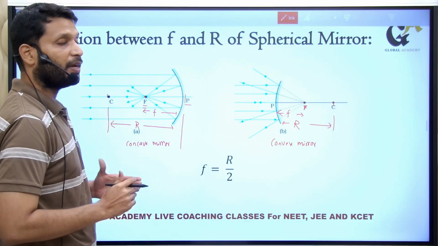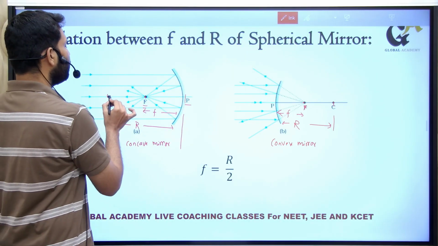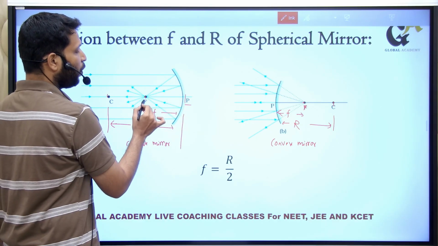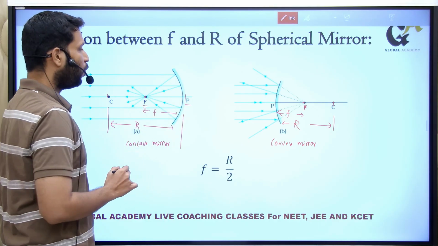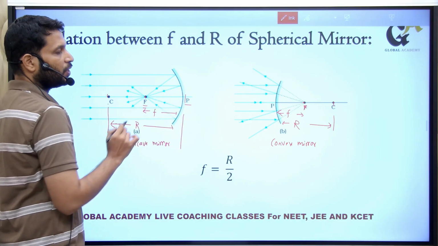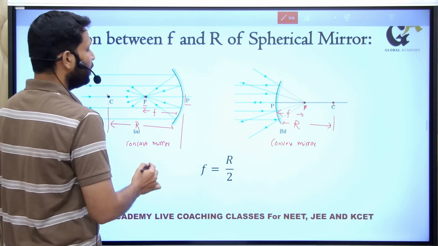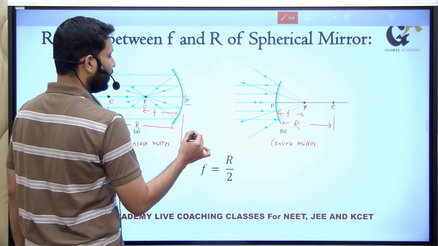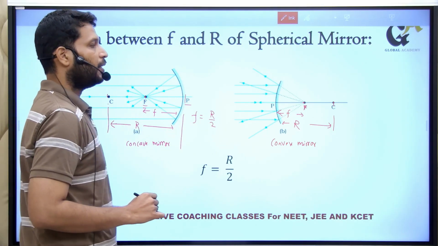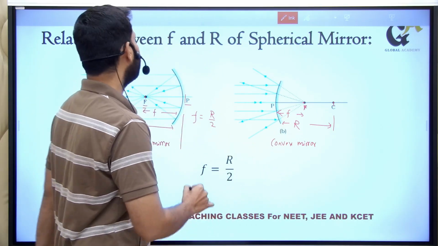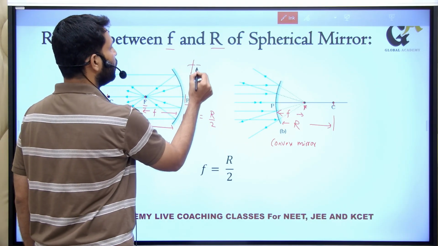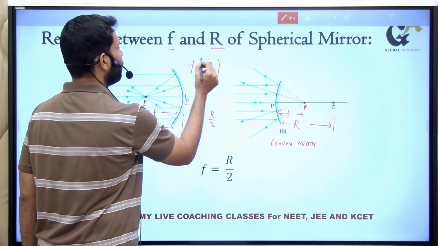By watching this figure, you will come to know that the distance between the focus and the pole is exactly half the distance between the center of curvature and the pole. Therefore, you can write the focal length is equal to half of the radius of curvature. In both cases, the relationship between the focal length and radius of curvature is f is equal to r by 2.